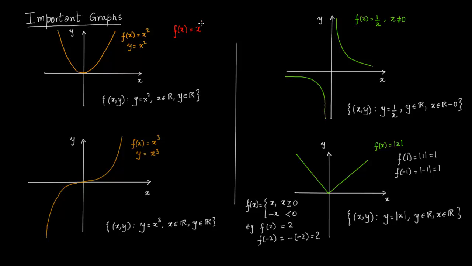Now I will just write down that f(x) = x⁴, x⁶, x⁸, all of them look similar to the graph of f(x) = x². So generally f(x) = x^(2n) has a similar shape. Obviously n is a positive number here, or you can say n is a natural number.